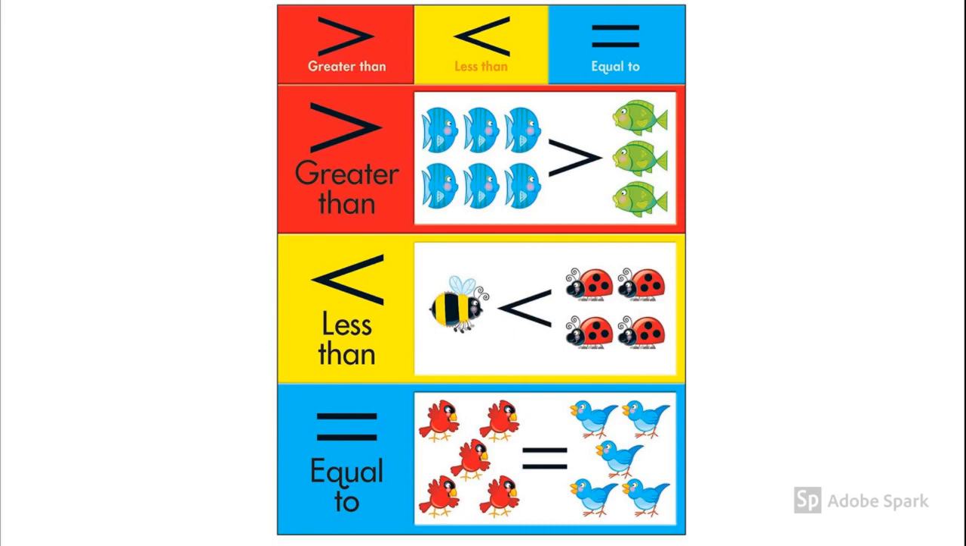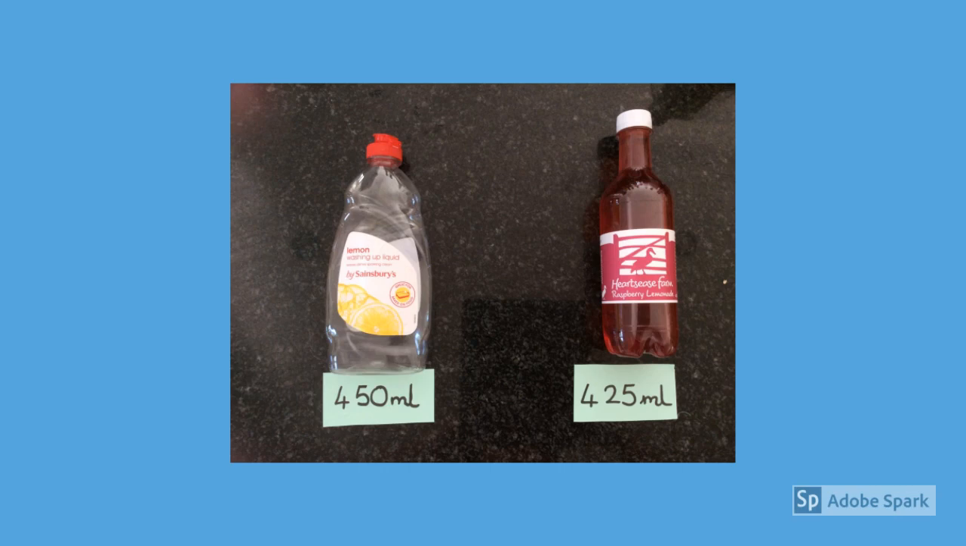I always like to think of the greater than, see as the mouth eating the larger number, and the less than always reminds me of the squashed capital L for less. Please feel free to stop and pause and practice.